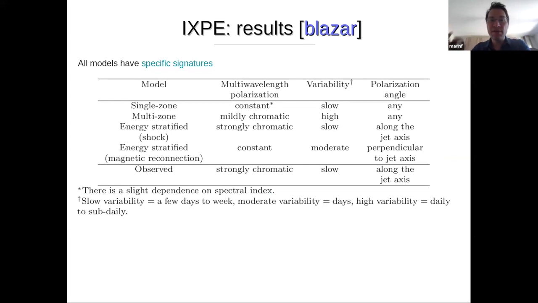All those models have specific signatures in polarization. They have some chromaticity, so there could be very little change from the radio to the gamma ray in terms of polarization, low chromaticity, or on the opposite, they could have very different polarization degrees at the two opposite sides of the electromagnetic spectrum. The variability of the polarization can be on the scale of a day, even hours, but it can go to months, a few weeks, no problem. And then the polarization angle is different depending on the magnetic topology. It could have a random orientation. It could be along the jet axis or perpendicular to the jet axis. And so far, up to IXPE, we didn't know what the correct model was.